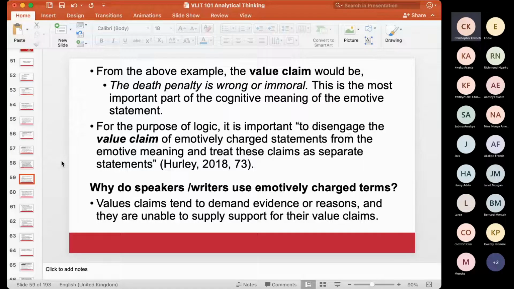I've also said this over and over in the course of my explanation. The reason why we have speakers and writers using emotively charged terms, the reason why a gentleman will use flowery language to woo a lady, is simple. Oftentimes, value claims demand that you provide evidence or reason. If you tell this lady, you are a wonderful girl, I'm interested in you, that's a value claim. It is based on your judgment. What is meant by wonderful? You are the only one who knows.